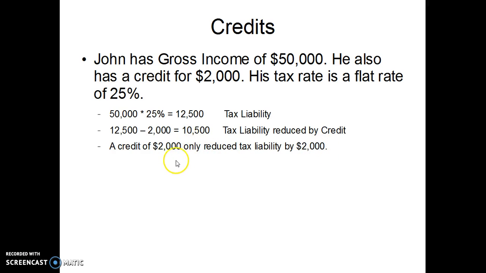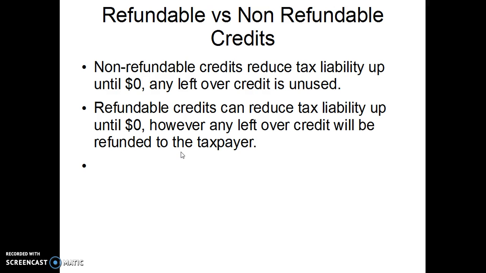I ignore this only because it just carried over from the previous slide. So a credit of $2,000 reduced the tax liability by $2,000, a dollar-for-dollar benefit. Another thing to be aware of is that there are refundable credits and non-refundable credits. A non-refundable credit can reduce the tax liability to zero, but if there's any excess credit left over, it just remains unused. Whereas a refundable credit can reduce the tax liability to zero, but if there's still a credit left over, the taxpayer can get that back as cash paid to the taxpayer.